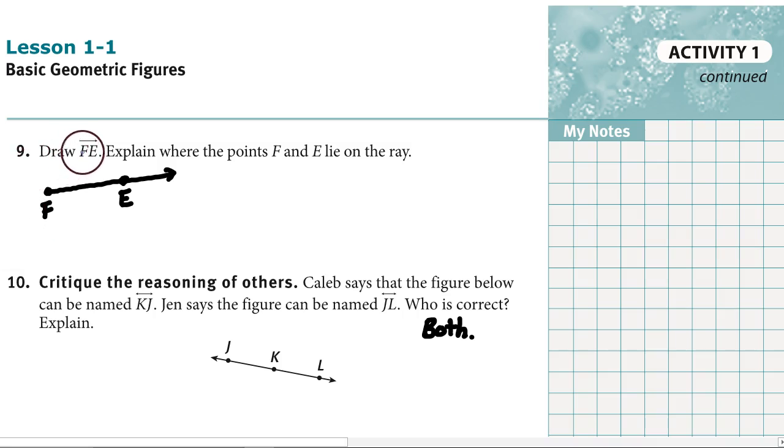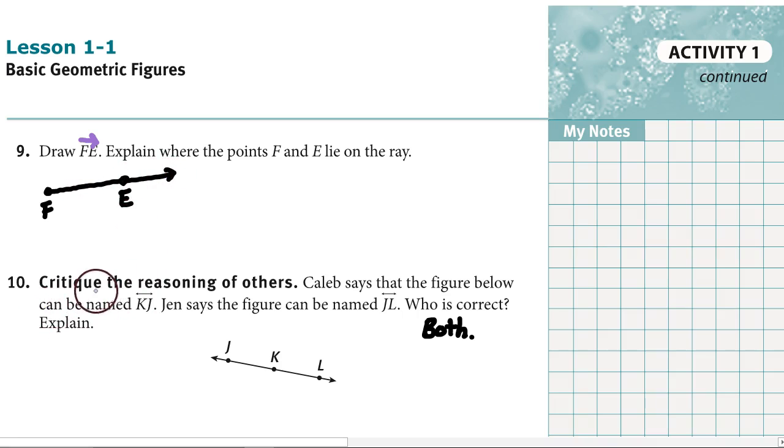Here's number 9. Draw ray FE. This is a little hard to read. That's a ray symbol above the FE. The first letter in the name is F, so that is the end point. Draw whatever direction you want to, and somewhere along the way put another dot and call it E. It says explain where the points are. Point F has to be the end point, and then point E is anywhere else along the ray.